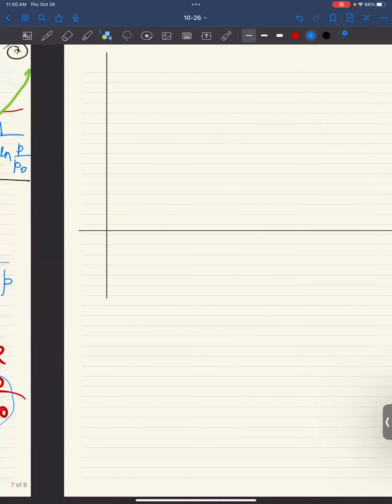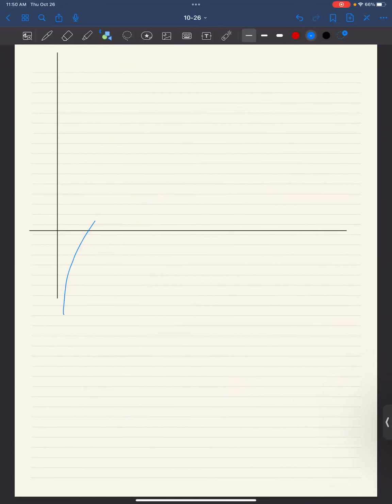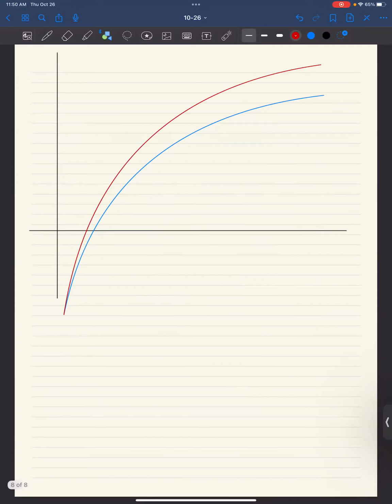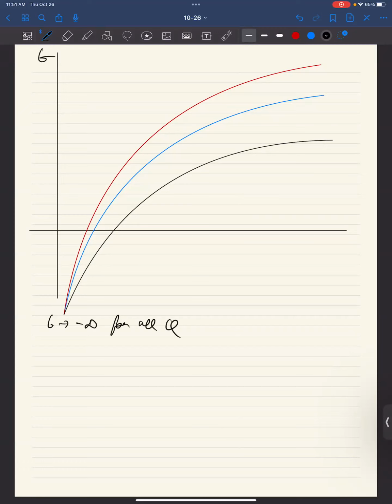And let's keep the same colors. So the most important thing is everything starts at minus infinity. In this regime, G tends to minus infinity for all phi. It just does not matter. Okay. This one is phi more than one. This one is phi equal to one. And this one is phi less than one.